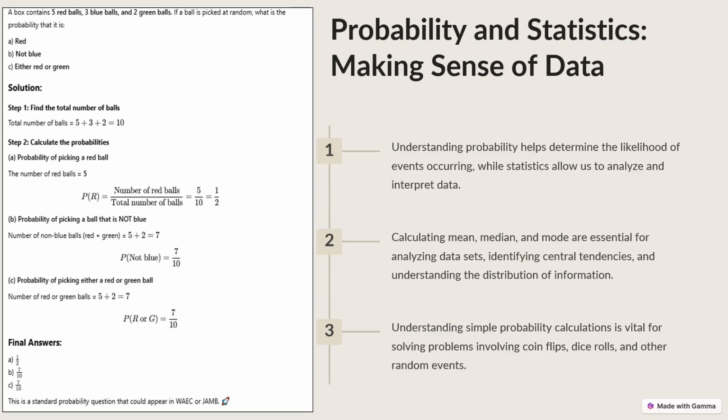Number three, understanding simple probability calculation is vital for solving problems, including coin flips, dice rolls, and other random events. So take note of these terms, that a coin is flipped or dice are rolled. You need to know how many sides the coins have. That is the total outcome. The coin has two sides, so it will not exceed two sides. And for a dice, the total outcome is 6, because the dice has 6 sides. So know how to navigate questions on probability and statistics. By the side of this presentation, you have a typical question for probability, and you could pause the video and see how this particular question is solved step by step.